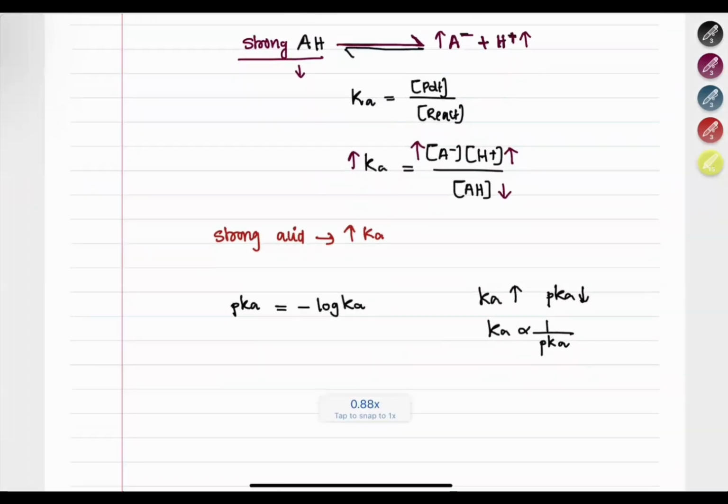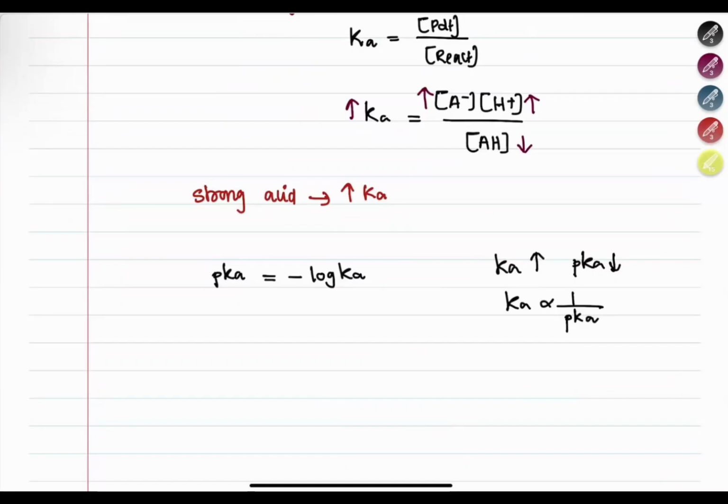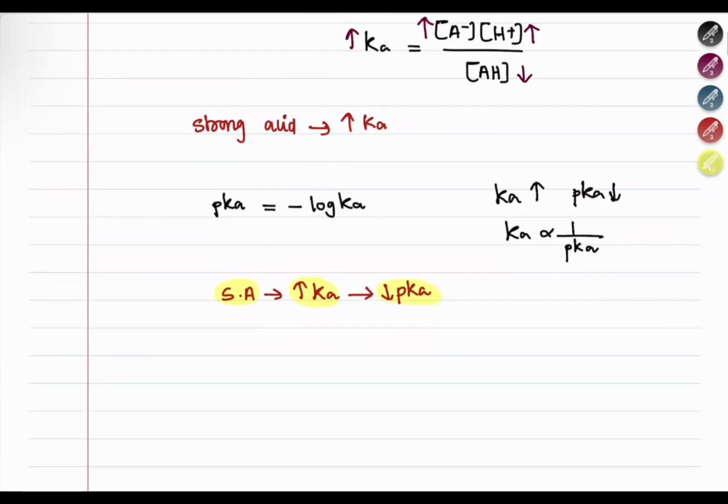We have already seen that a strong acid means we'll get a high Ka. Since pKa and Ka are in inverse relationship, a high Ka means a low pKa. So for a strong acid, we'll get a low pKa and a high Ka. This we have to remember.